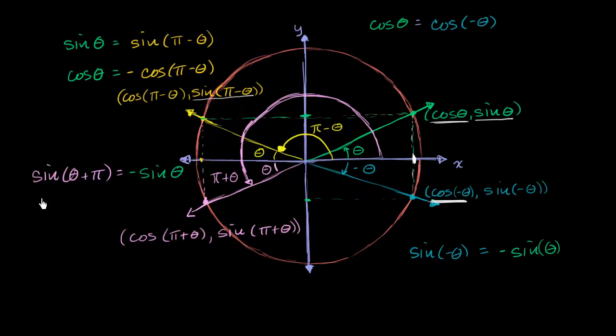And we get the cosine of theta plus pi is going to be the negative of cosine of theta. So even here, you could keep going. You could try to relate this one to that one, or that one to that one. You can get all sorts of interesting results. So I encourage you to really try to think this through on your own, and think about how all of these are related to each other based on essentially symmetries or reflections around the x or y axis.